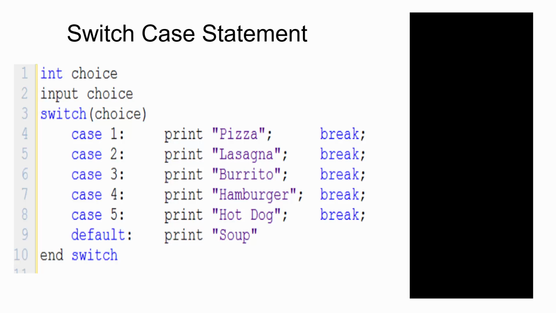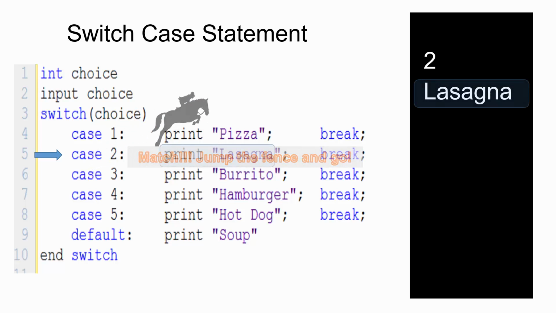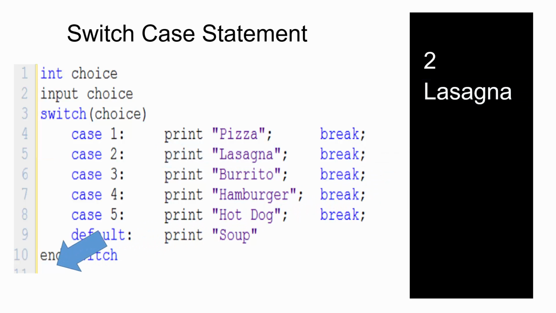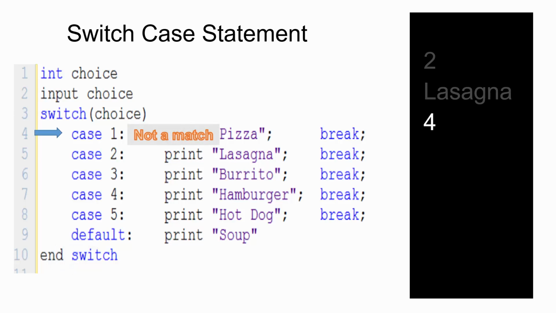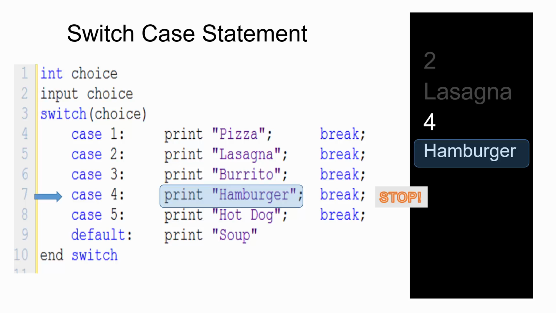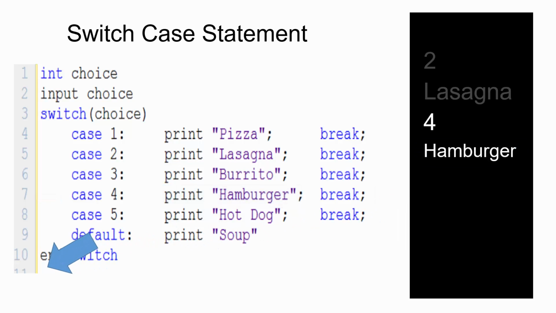A choice is input, say 2, and the choice is compared one by one to each case. If it doesn't match, it goes to the next case. When it does match, it jumps over the fence and performs the action up until the break statement, where it stops and passes control to the rest of the program. For a choice of 4, the same process happens, with each case checked for a match, until the right one is found, and then you jump the fence and go until the break.